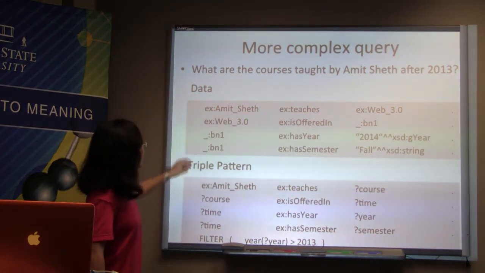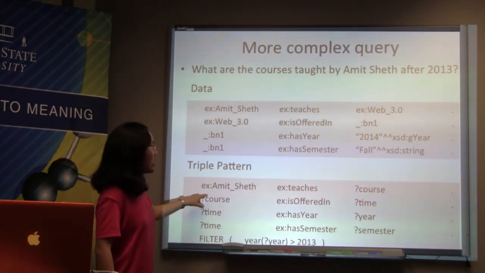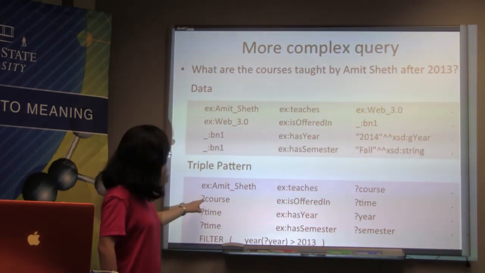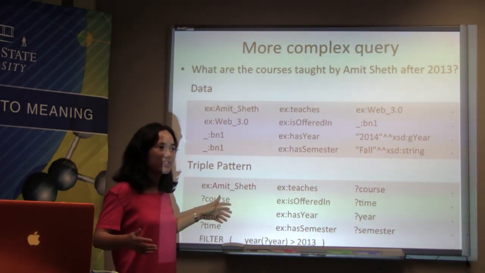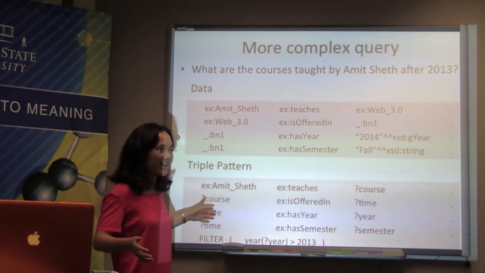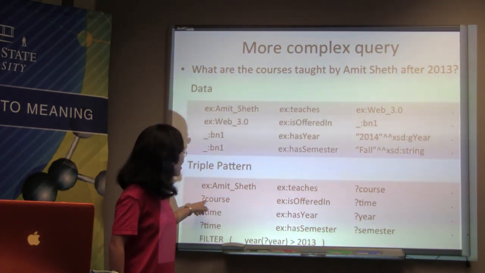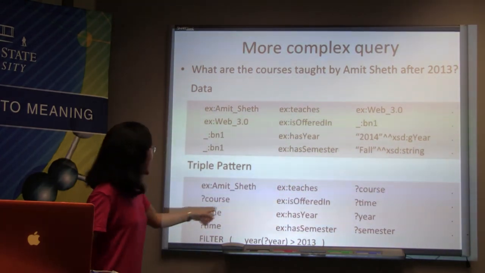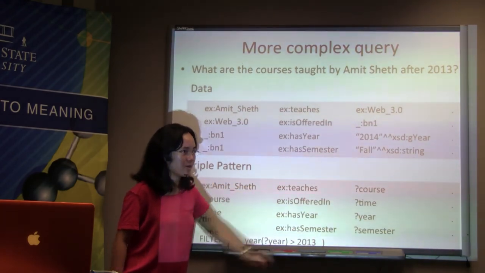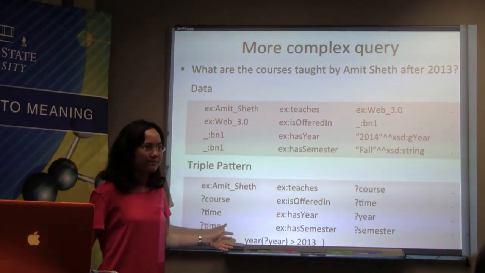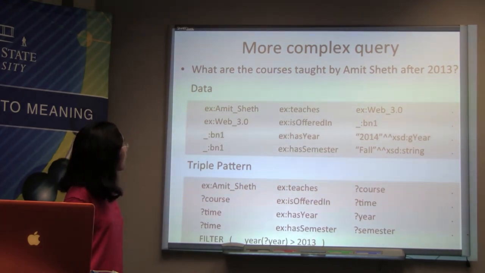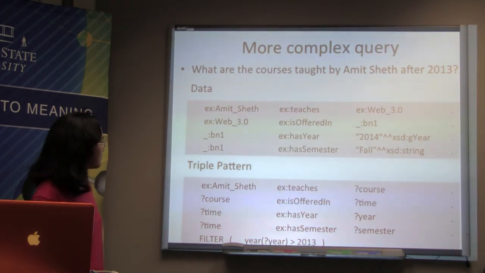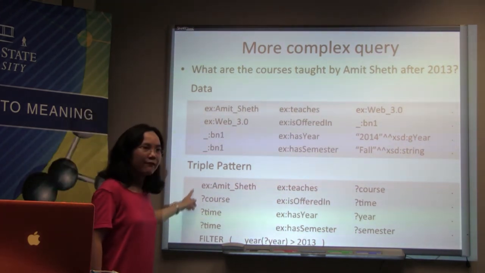And because we don't know the course, in the next triples we also replace the specific term with a variable. So here we have the course variable, offered in some term, which I don't know. And then that term's year is also a variable, and the semester is also a variable.